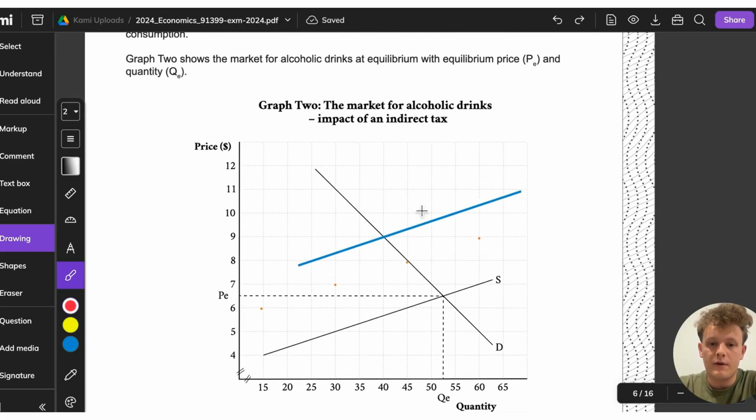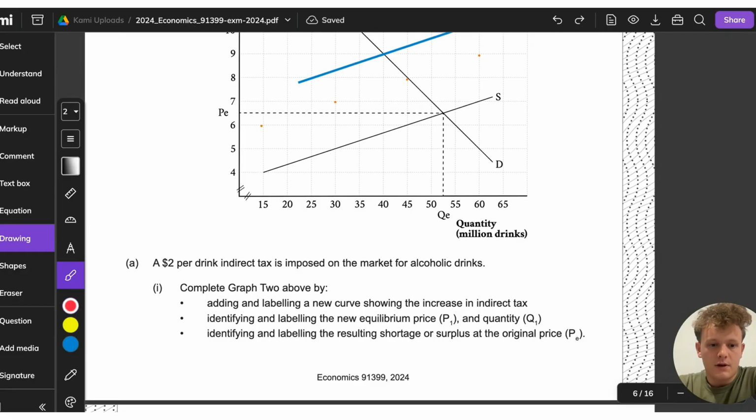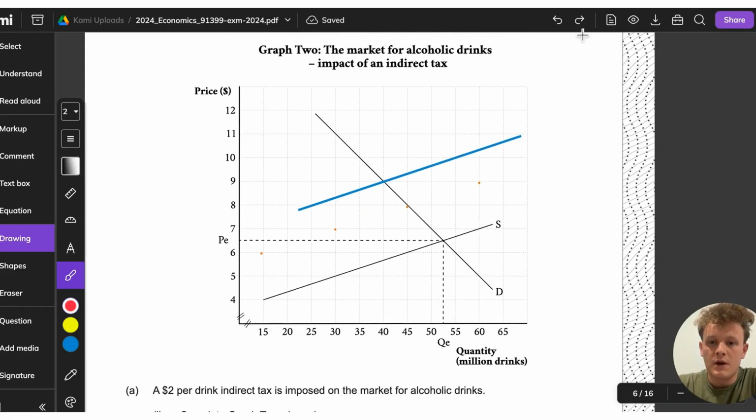So then here's my graph. I've already drawn one line on it to get a head start for us. A $2 per drink indirect tax is imposed on the market for alcoholic drinks. Complete the graph by adding the new curve, identifying the new equilibrium and labelling a shortage or surplus.